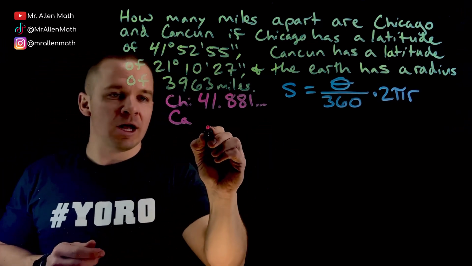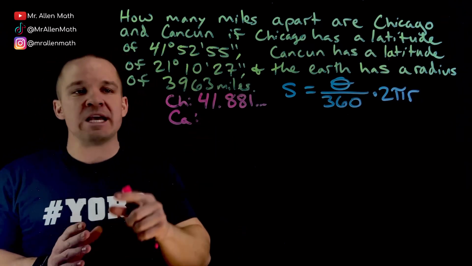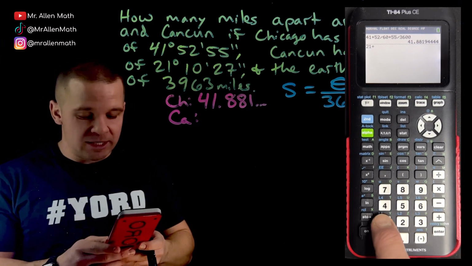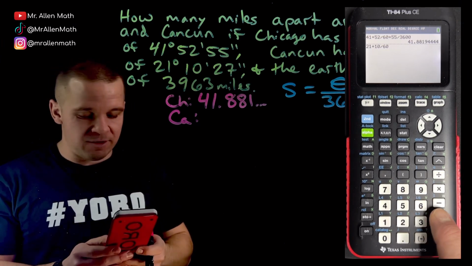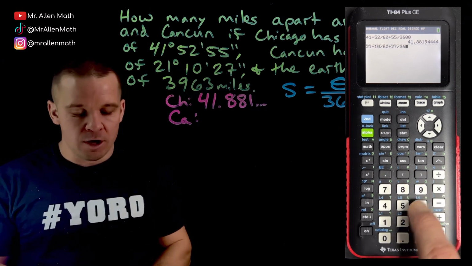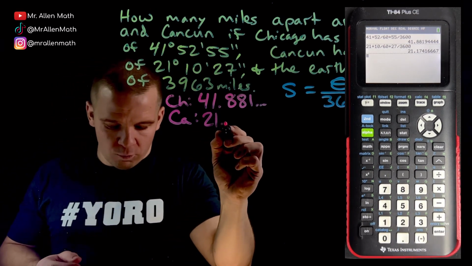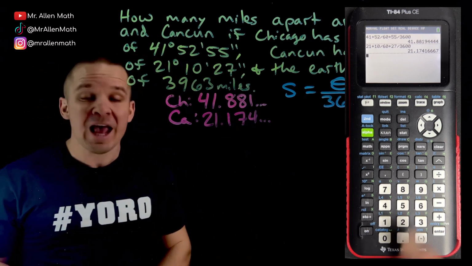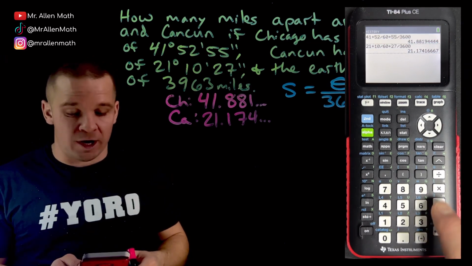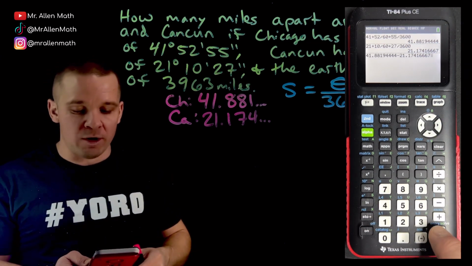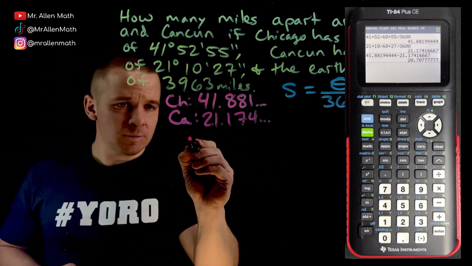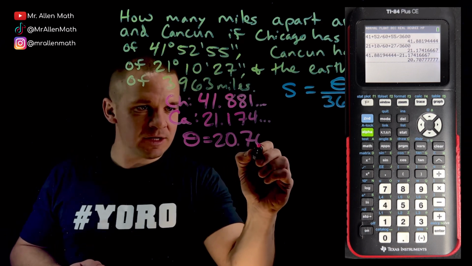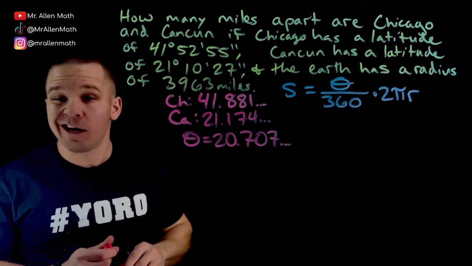Now Cancun. I don't know what the abbreviation is for it, so I'm just writing CA. CH and CA, that's what we're going with. For this one, same dealio: 21 plus 10 divided by 60 plus 27 divided by 3,600. Boom. We get 21.174, so on and so forth. Now I'm going to subtract these two. I'll take 41, arrow up and grab it, minus 21. We get our theta for this formula, which is 20.707, and it goes on and on as a bunch of sevens.